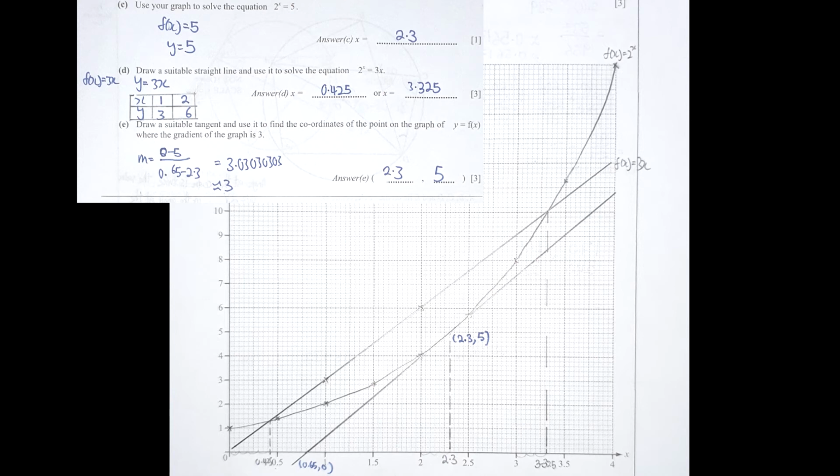Whereas for the next one, they are asking you to draw a line with y equals 3x. Hence you can see I actually draw down a box over there, fill in random x variables, and I get the respective y results. At least you need 2 coordinates to draw this line, and you find their intersection, which will actually be 0.425 and 3.325.